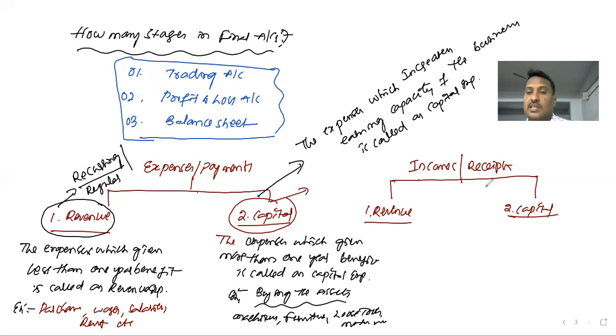Okay, come on, students, let's come down to the incomes now. The accountant has also divided incomes or receipts into two types. Let's see.